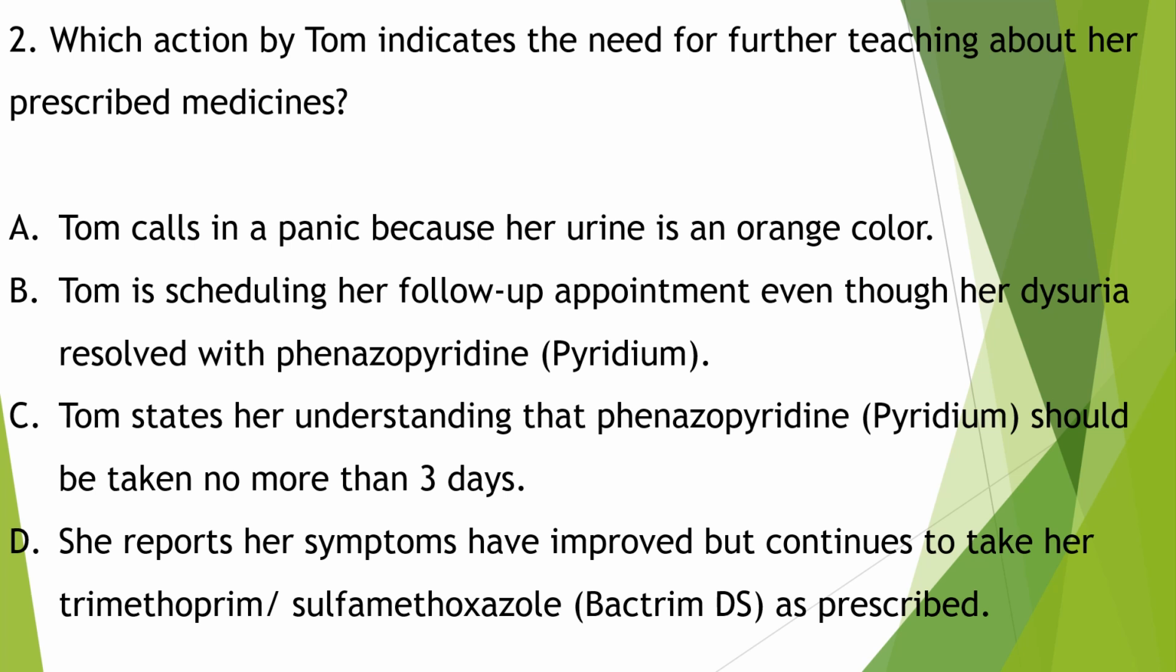So here, further teaching is required when Tom calls in panic because her urine is orange colored. Pyridium causes urine to turn orange or rust colored. All the other statements are correct.